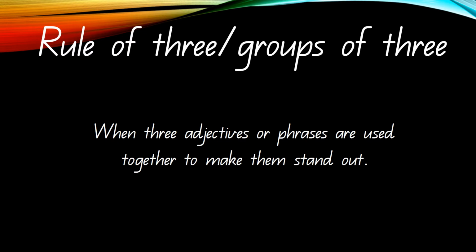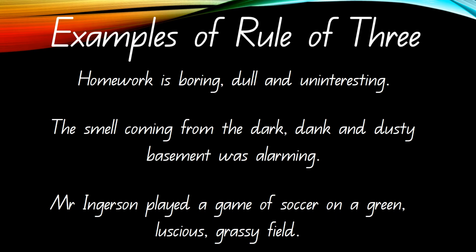Rule of 3 or groups of 3. Definition: it is when 3 adjectives or phrases are used together to make them stand out. Examples of rule of 3. Example 1. Homework is boring, dull, and uninteresting.